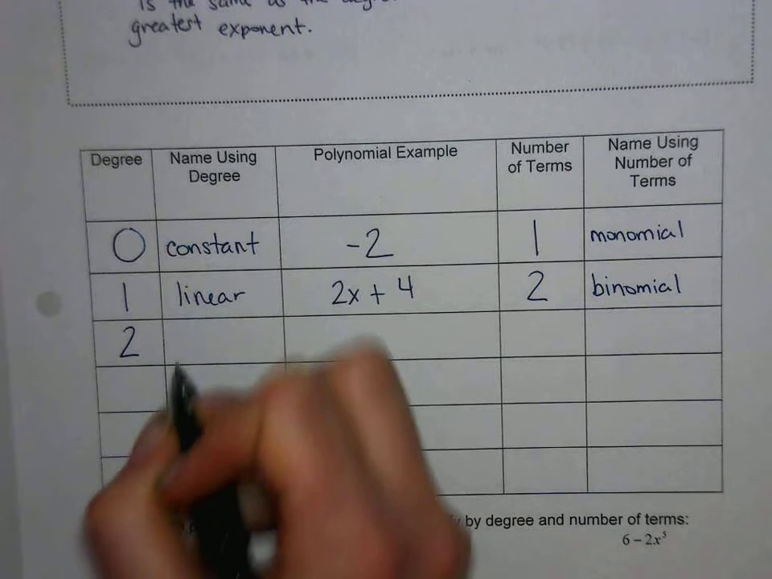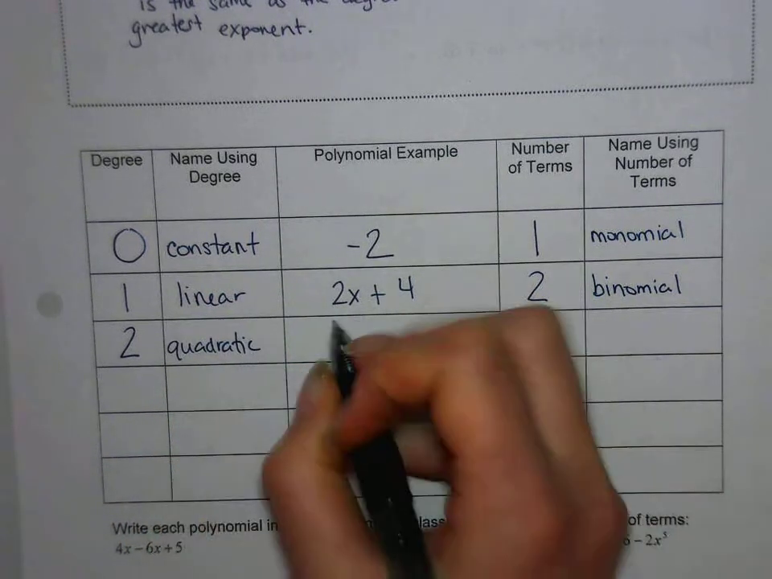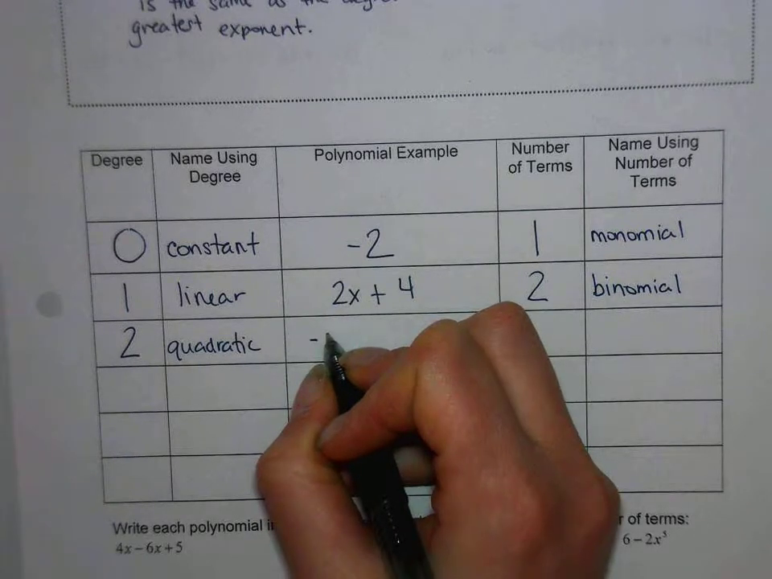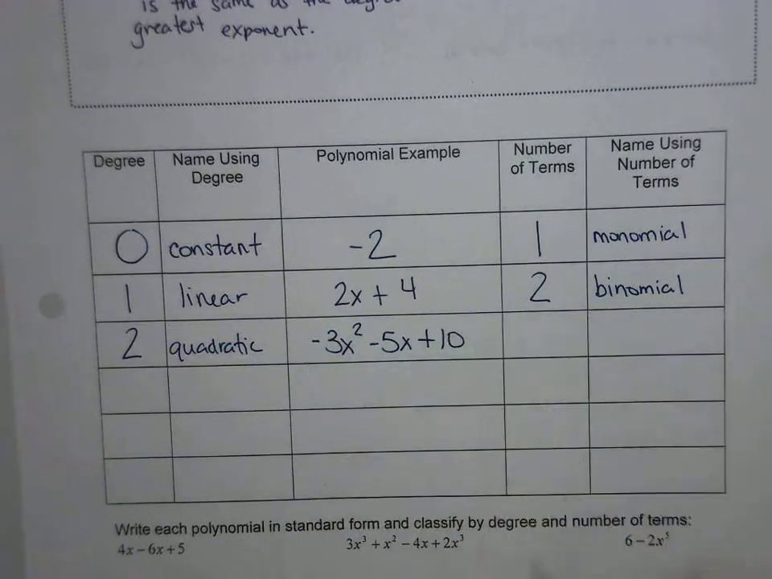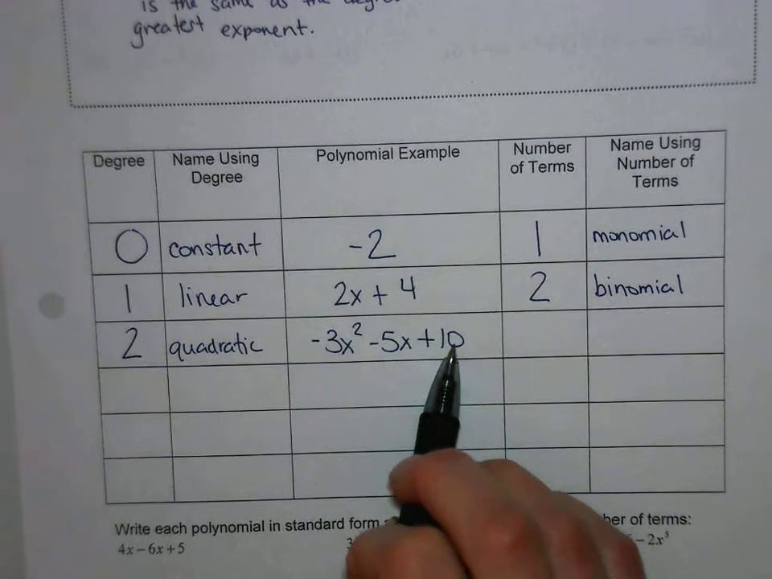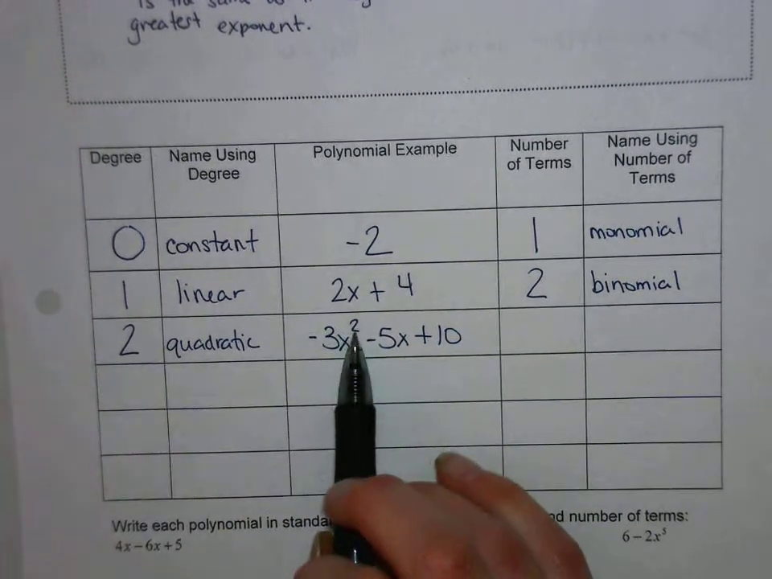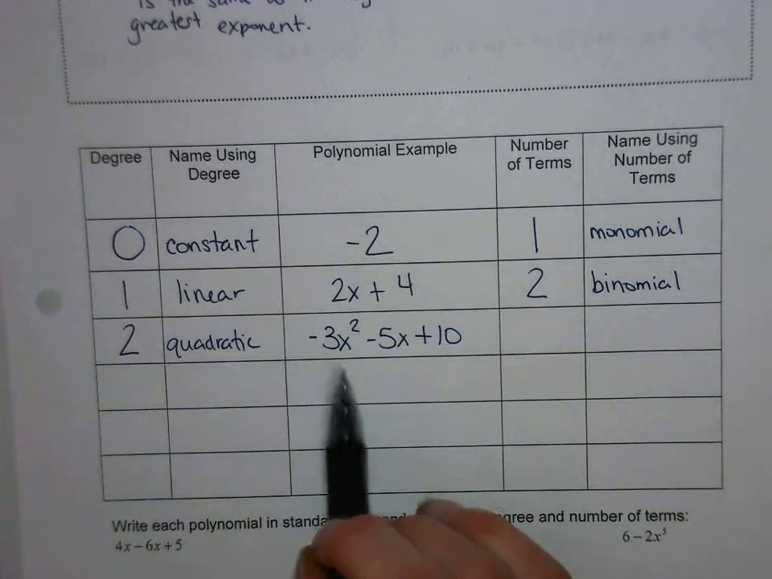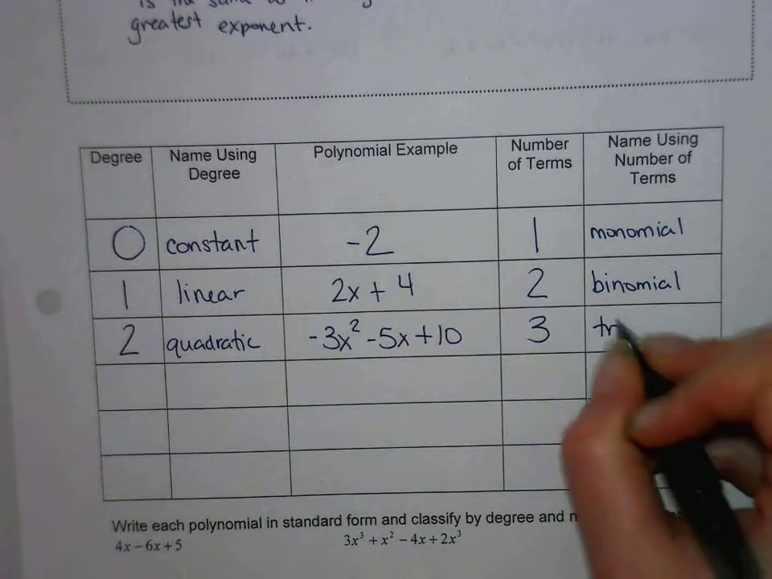If we have a degree of 2, it's called a quadratic. So for instance, if we have -3x² - 5x + 10, our highest degree is a 2. Here's a 1. This is a 0. So this is our constant, this is our linear, and this is our quadratic term. So our highest degree is 2, so it's quadratic. And in this case, we have 3 terms, so it's called a trinomial.